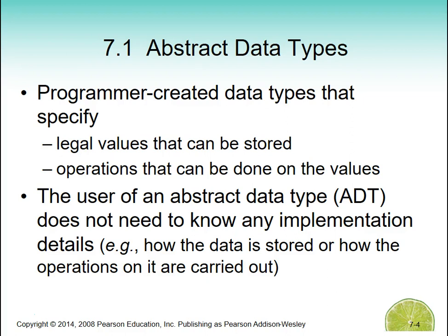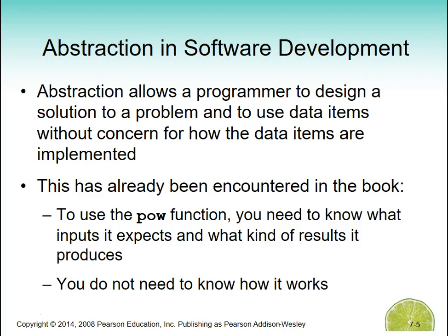When the user uses an abstract data type, the ADT, the user doesn't need to know the details behind the scenes. And this is called information hiding, or you could think of it as what they call black box programming. Abstraction allows a programmer to design solutions to several different problems and to use data items without worrying about how the data items are implemented.